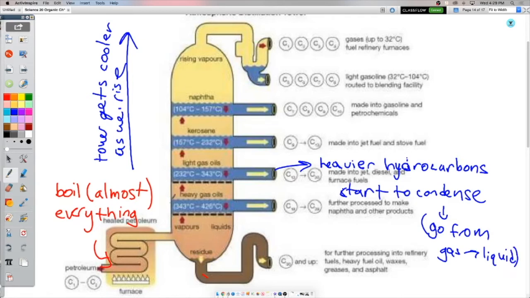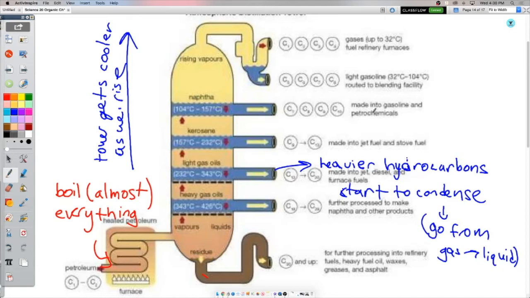Okay, so it's getting cooler and cooler. We've boiled everything and then we let it all cool off, but it gets cooler and cooler. So up here, the stuff that had a pretty high boiling point will now be below its boiling point and it will turn to a liquid, and we can pull it out and send it off for what we need that stuff for, right? And then the stuff that's left over keeps on rising and it gets cooler and cooler. Eventually some smaller hydrocarbons start to turn into liquid again, right? And we can pull those out. And then it keeps rising and getting cooler, and even smaller hydrocarbons will end up going below their boiling point and turning into liquid.